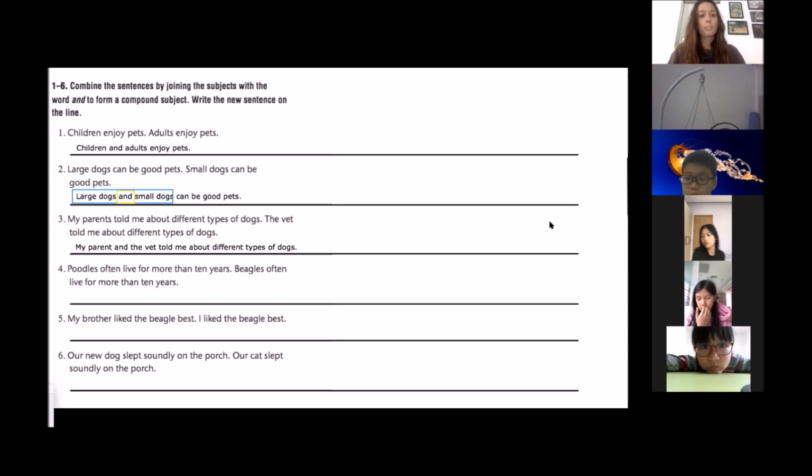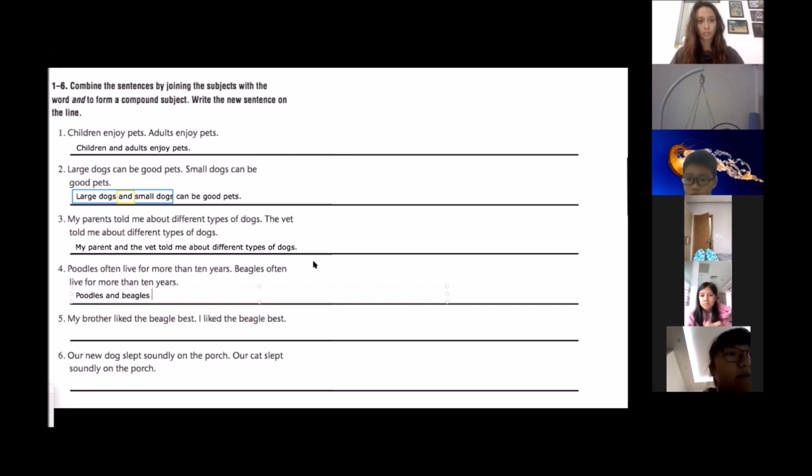Good job, Hongmi. Poodles often live for more than 10 years. Beagles often live for more than 10 years. How can we combine these sentences? Amy? Poodles and beagles often live for more than 10 years. All right, good job.